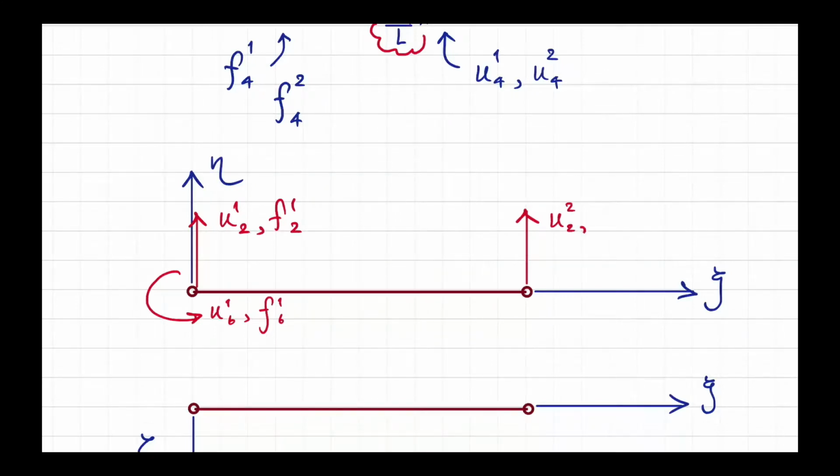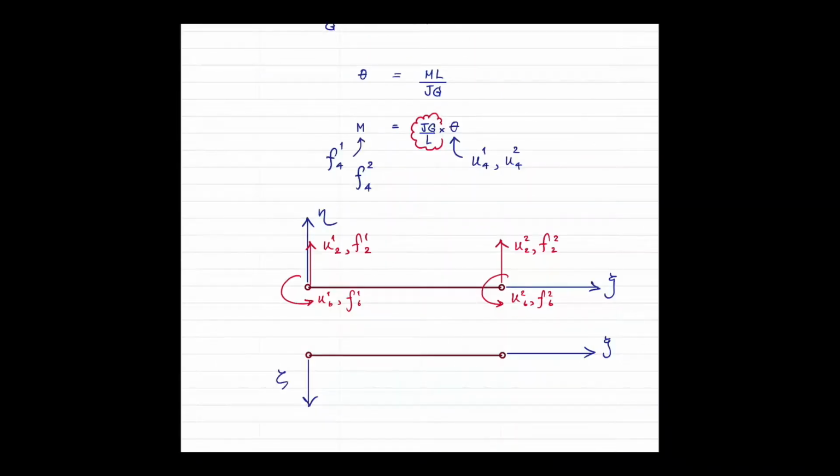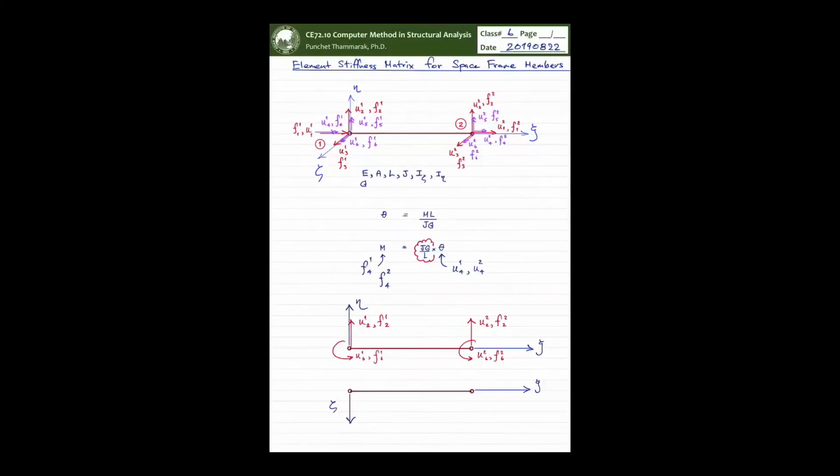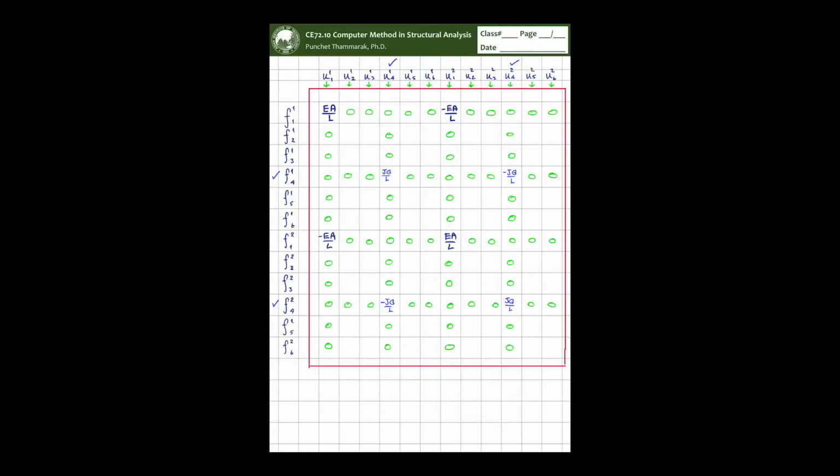So likewise, U22, F22, U26, F26. So we will put the relationships between these four displacement and forces moments. Now, 1, 2, 1, 6, 2, 2, 2, 6. All right. Then we go to the next page.